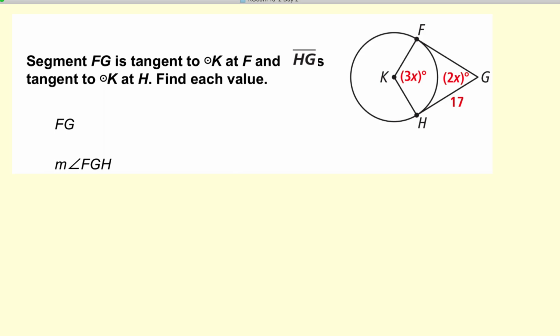All right, so let's take a look at this. Again, we have tangent segments. So this is a right angle and this is a right angle. Remember that these two have to add up to 180, and these are tangent segments, so they're congruent. So this segment distance will be 17. And to figure out angle FGH, I'm going to have to take these two angles, and they have to add up to 180.